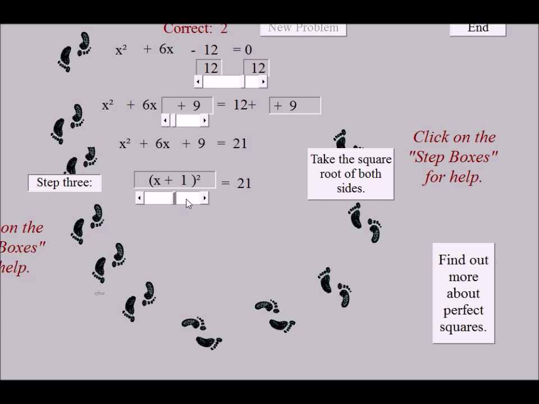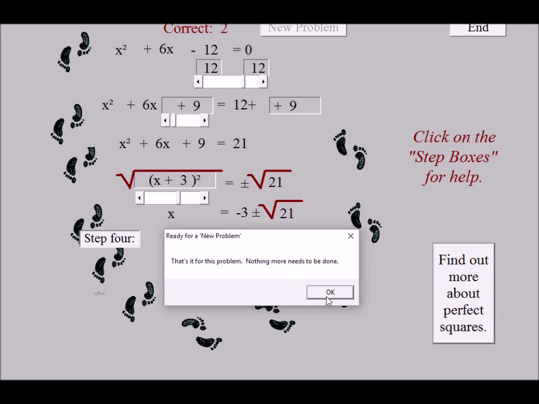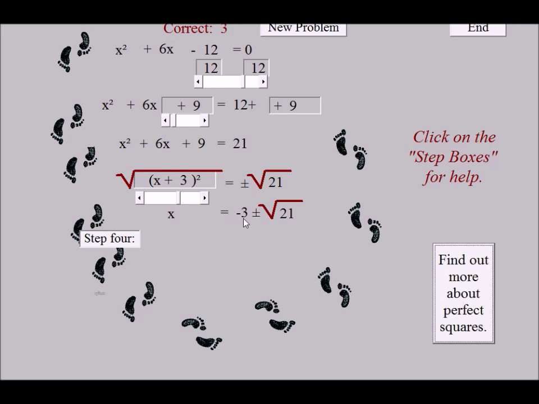This will factor into x plus 3, the quantity squared. Take the square root of both sides. This time, we can't get a natural number, which means that this thing was not factorable. So next, we have to get rid of this 3. We'll subtract 3 from both sides. We get x is equal to negative 3 plus or minus radical 21 for its solution.